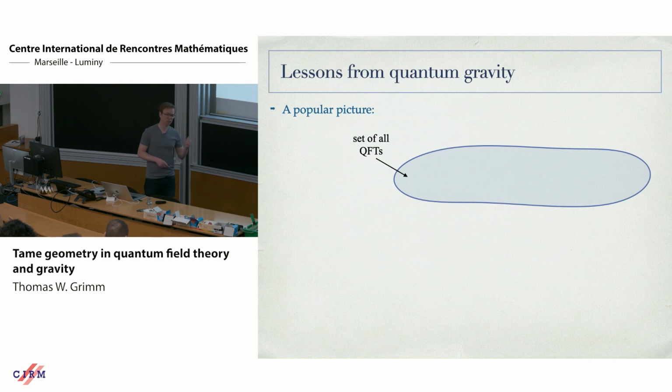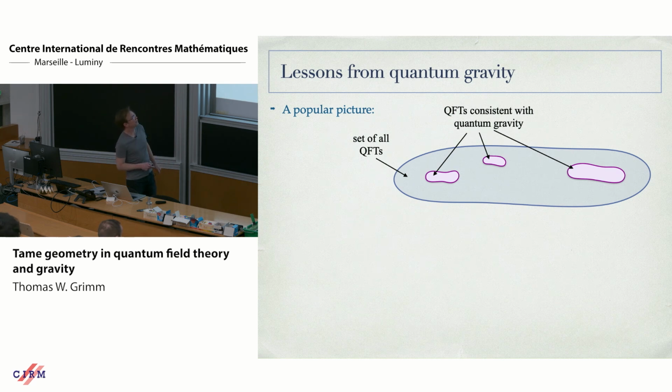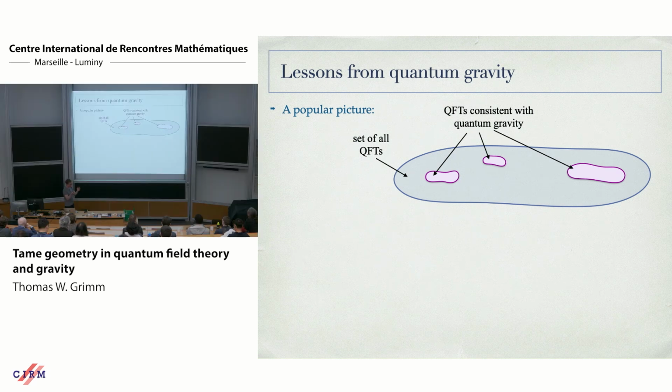Now, what is a popular picture? The popular picture is like this. It's a very cartoonish thing, but okay. Imagine that this is the set of all QFTs. Then the QFTs consistent with quantum gravity are just forming some sort of subset of this. Okay, so this is a model theory conference. This is the model theory universe, and these are the models which are tame. Okay, just as an analogy, I'm not claiming that these are tame models. So this is the picture.